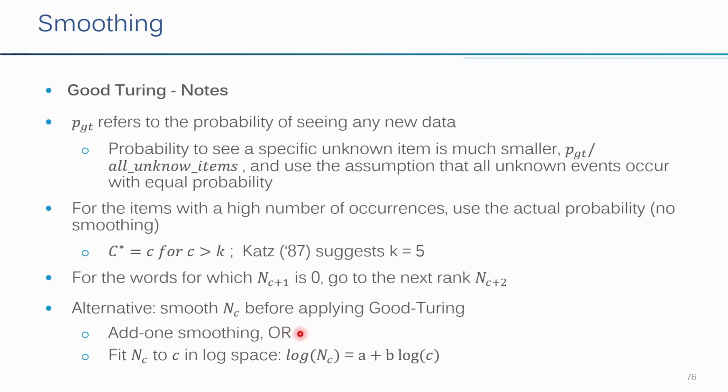Another alternative, of course, is that you can always add 1 to smooth, or you can put everything in log space, but we're not dealing with this right now. It's just an alternative.